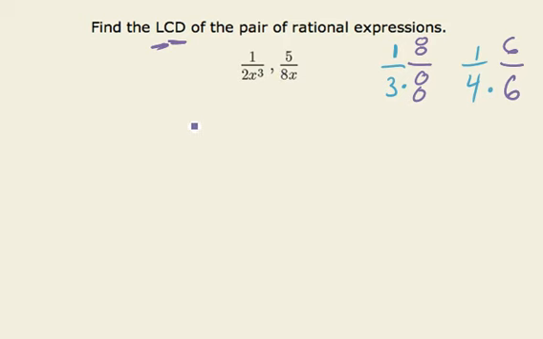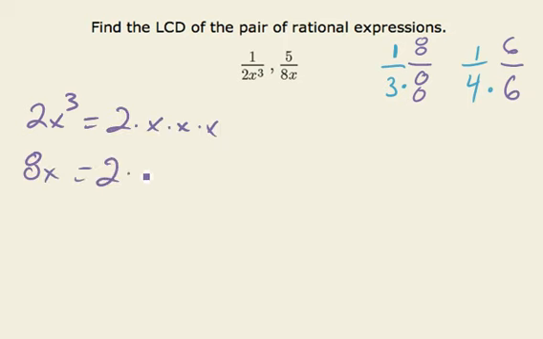So it helps to look at the prime factorization of these two things, and whatever is in the prime factorization of this one but not in the prime factorization of this, that's what I'm going to multiply by over here. And whatever is in the prime factorization of this one but is not in the prime factorization of that one, that's what I'm going to multiply by over there. All right, so let's look at those prime factorizations real quick. 2x cubed, of course, I can write as 2 times x times x times x. 8x, I can write as 8 is 2 cubed, so 2 times 2 times 2 times x.